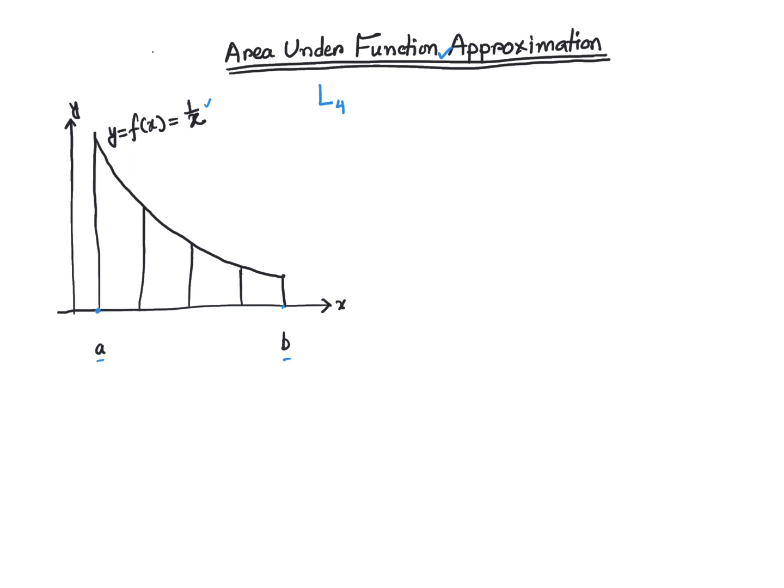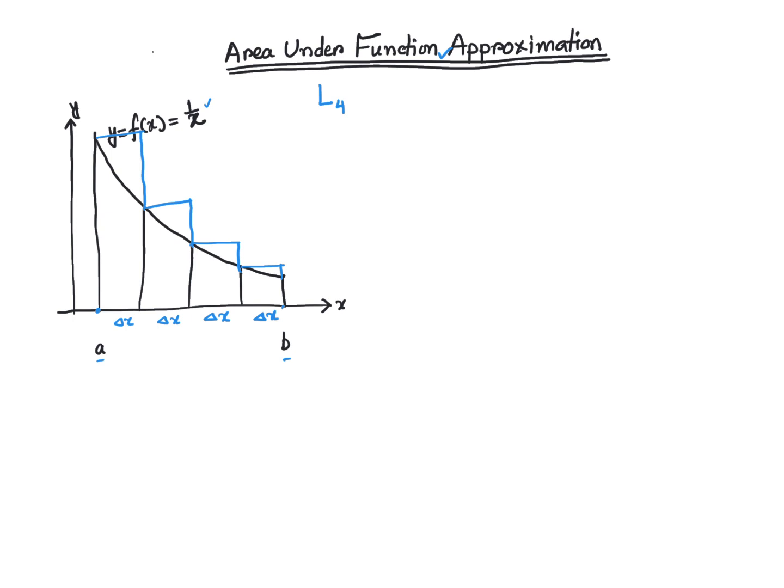So the rectangles are going to be like this: the first one, the second one, the third one, and the fourth one. These divisions, by the way, are each delta x. So they are each delta x. The width is the same, it doesn't change. But the height will change depending on whether I consider the left sum or the right sum.